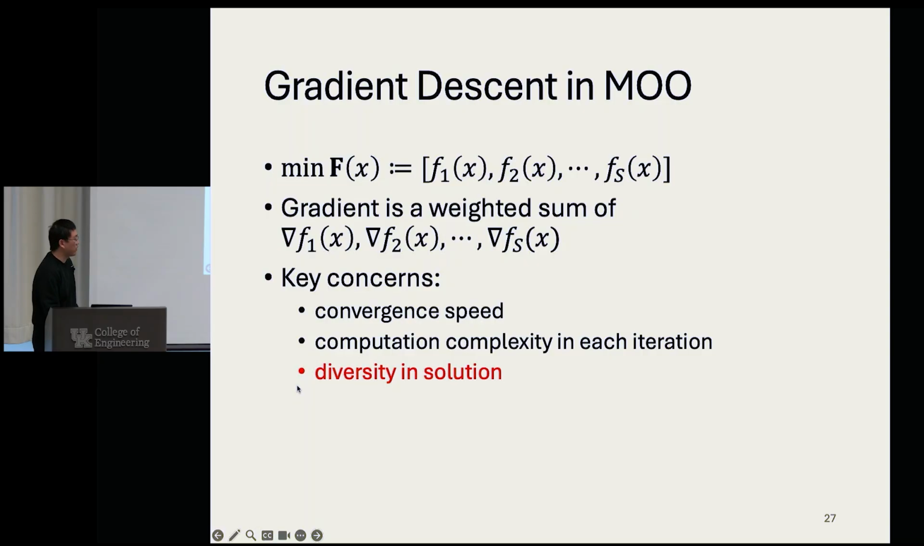Sometimes we also have the requirement of diversity, which means sometimes the algorithm will stop at a local optimum, and if it doesn't have certain diversity or randomness, then it will always stop at one point, right? So that's what I mean here. Diversity sometimes is also needed to escape the local optimum.